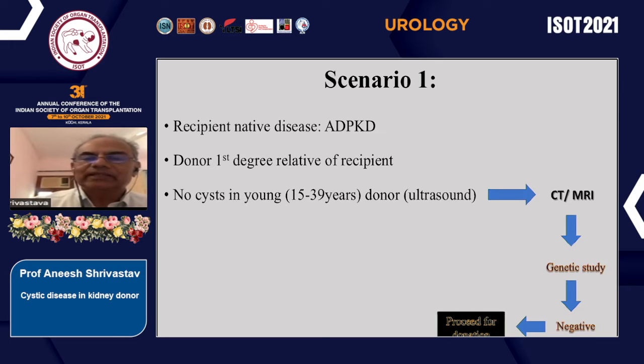So in this case, because ultrasound can miss many cysts, we need to do a CT or MRI. And as I said, go by the criteria given. If there are more than 10 cysts, definitely he has ADPKD. And if it is equivocal, like 5 or 6, whatever, do the genetic study also. If the genetic study is negative and on MRI there are less than 5 cysts, then you can safely proceed for donation in this case.